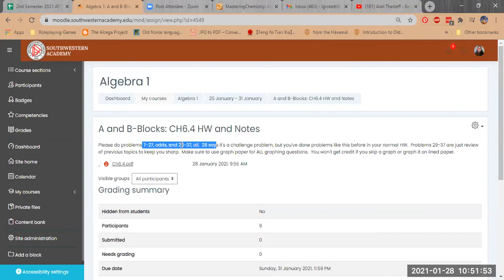And then 29 to 37, those are all review from earlier sections. So we're about halfway through the chapter. I want to say this chapter has 7 sections in it. And Monday we're going to start something really different from what we've been doing. So I want to see how everyone is doing on this. Expect a quiz next week. Do we have time? No, never mind. We don't have time for a quiz.